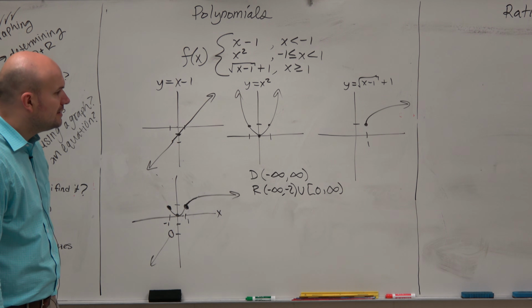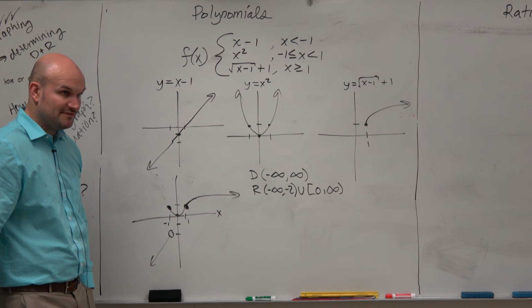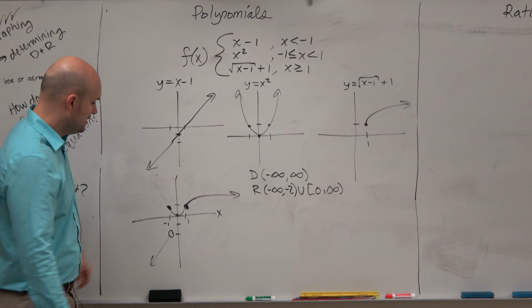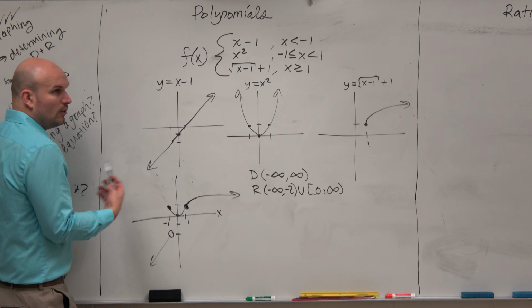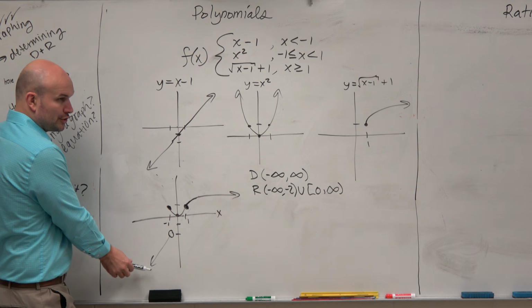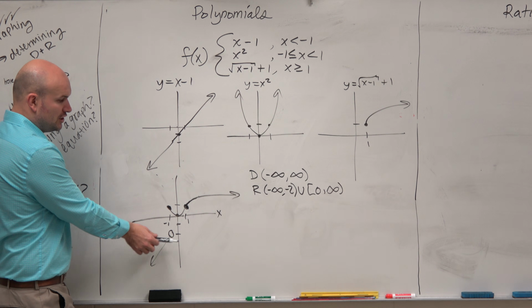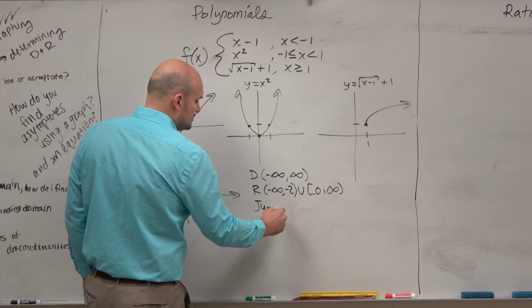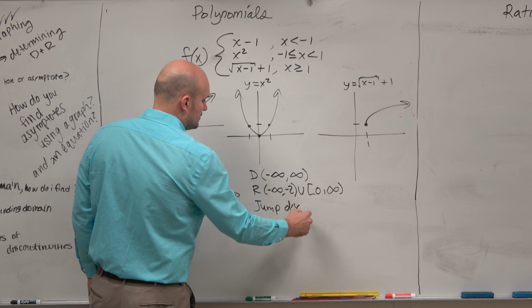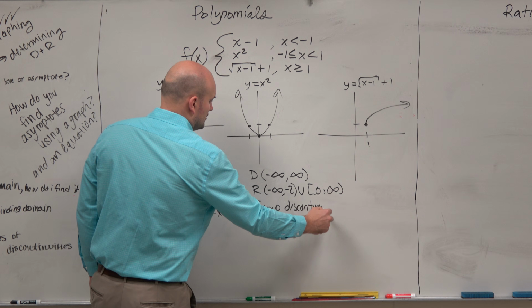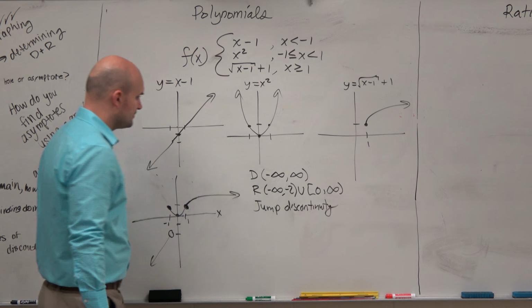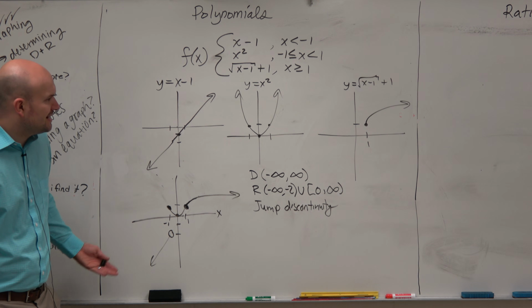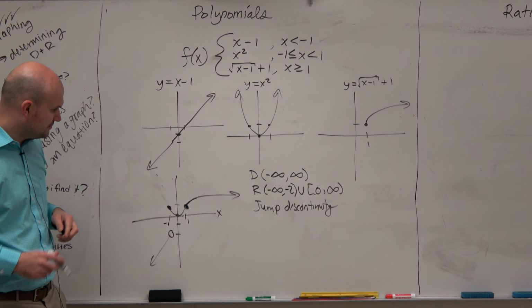All right? Now, this is not a continuous graph, though. Right? You can't draw this graph without lifting up your finger or your pencil. So this is discontinuous. What is the type of discontinuity? Well, you're going from one function, and you're jumping to the next function. So this is a jump discontinuity. All right? And again, guys, we'll go through them.